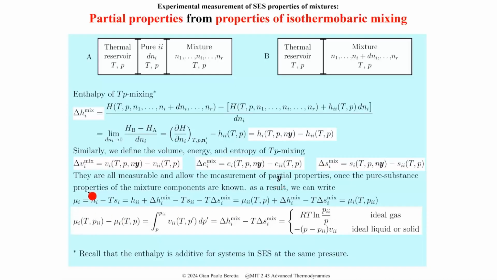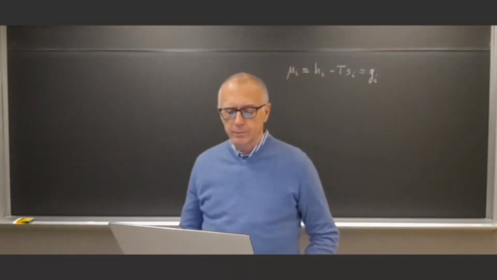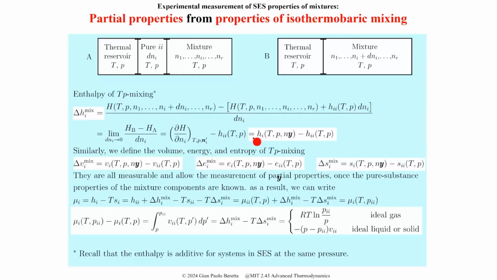All right, so now let's peruse that equation which I've written up there on the board and substitute the expression of the partial enthalpy as h_I, so the specific enthalpy of the pure component, plus the enthalpy of mixing. And the same for the entropy. S partial, we can write it as s_I, the specific entropy of the pure component, plus the entropy of isothermobaric mixing.